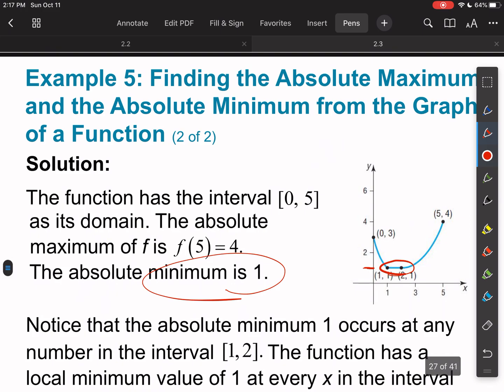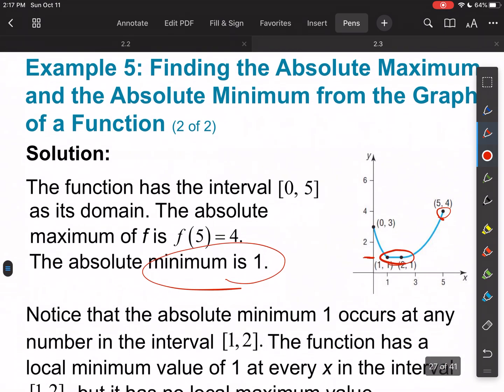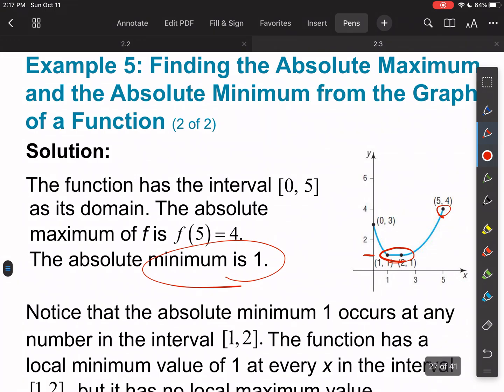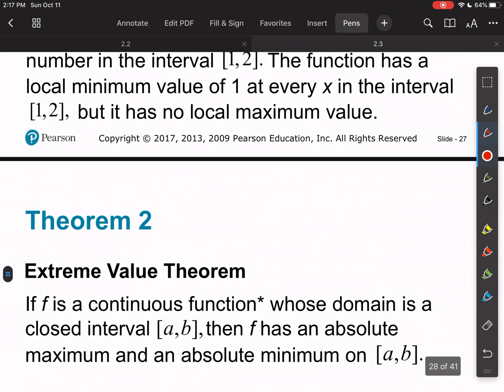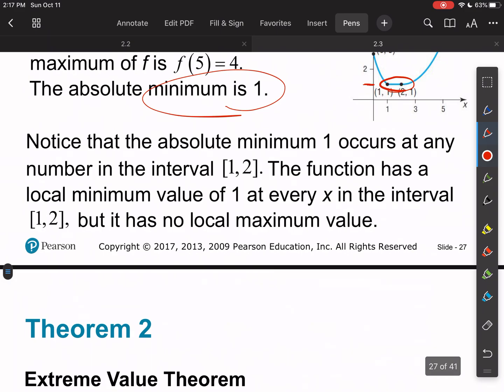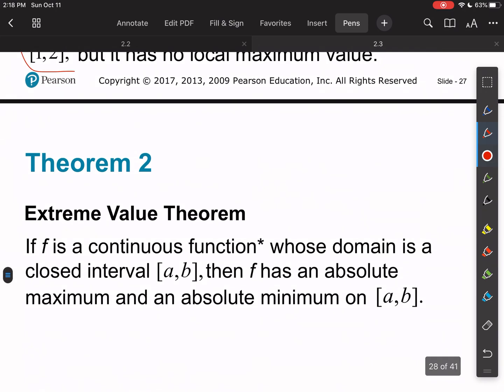Hopefully that makes sense. And then for the absolute maximum, obviously, they listed 4 because they're looking at the y values. But it happens at x equals 5. The maximum value in the y direction is the y value, which is 4. Okay, so hopefully that's not too confusing. Let's keep looking here, and this kind of explains that too, that it happens on this interval in the x, if we're looking at x's.